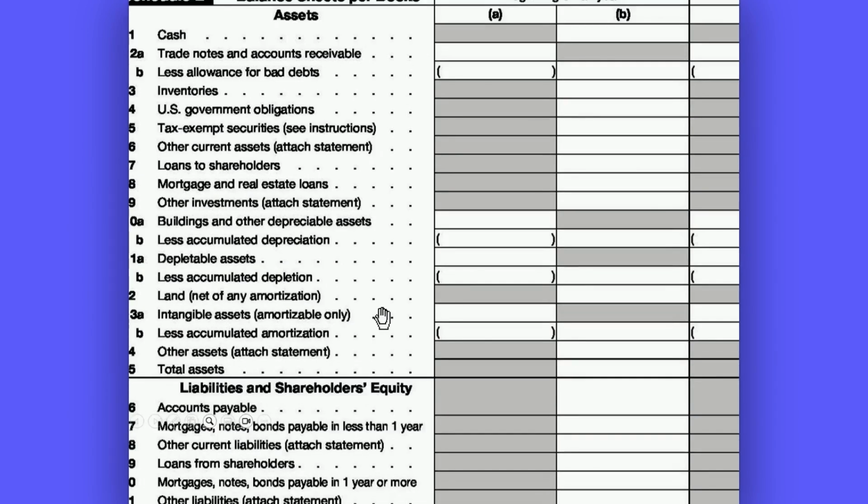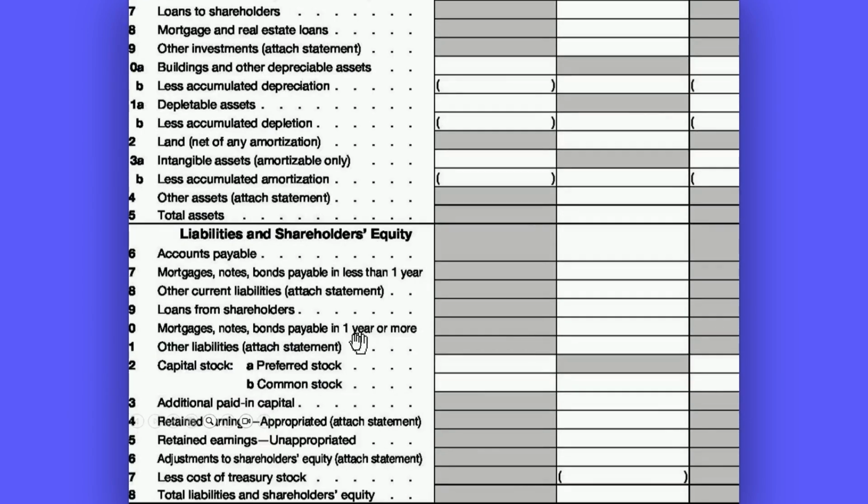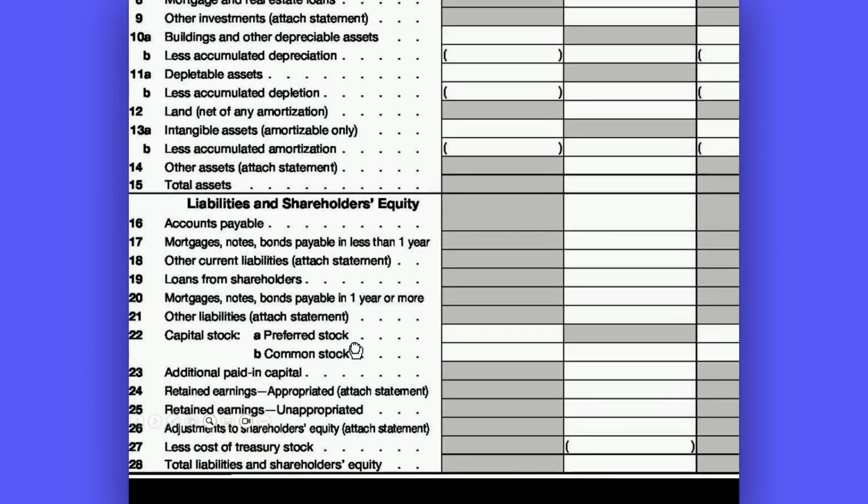Then you're going to get into liabilities and shareholders' equity. And this is where it looks a little bit different. So on the partnership balance sheet, equity section was one line, capital accounts. Well, on the corporate balance sheet, equity is lines 22 through 27. So what's that? 6 lines for the equity section.